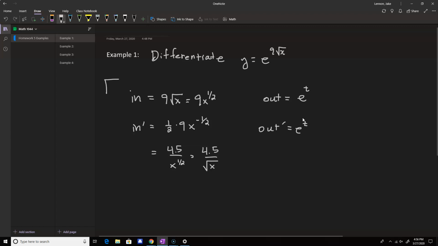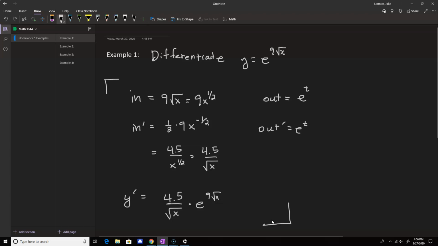So then how do we get our derivative? Well, we just multiply inside prime by outside prime. So I'm going to multiply those two, and I need to change t back to what it represented initially, which is 9 times the square root of x. So I'm going to get 4.5 divided by the square root of x times e raised to the 9 square root x. And that is my derivative for this problem.